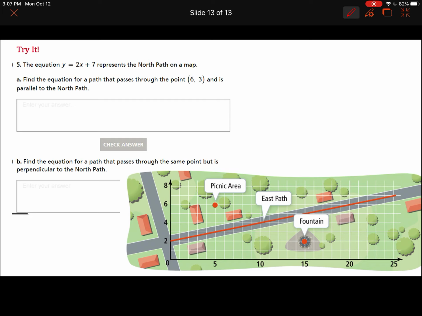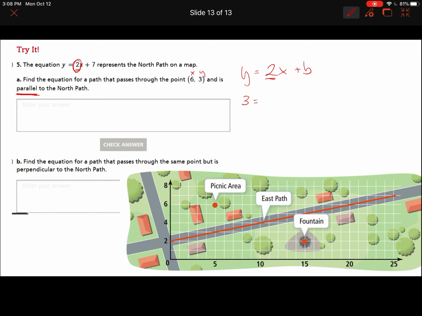All right, the equation y equals 2x plus 7 represents the north path on a map. Find the equation of a path that passes through the point 6, 3 and is parallel to the north path. So we have a parallel and we have a slope. So remember, we're just going to simply go y equals 2x plus b, because I know my slope has to be 2 because I want to be parallel here.